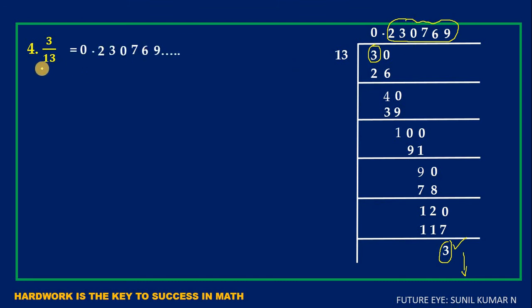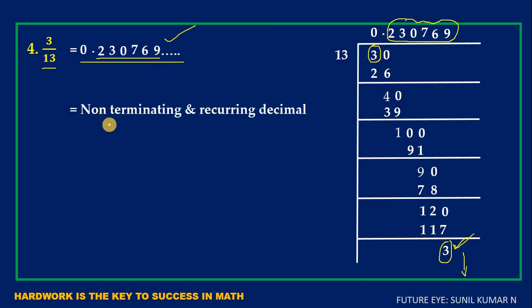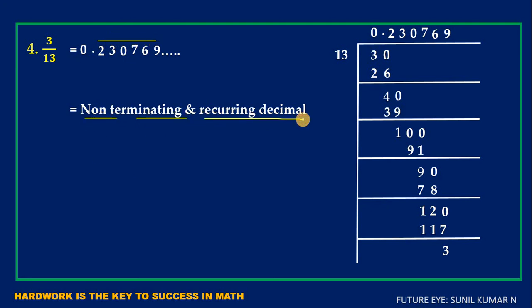What is the decimal expansion of this number? That is 0.230769 and so on. Here we didn't get remainder 0. Again we have got 3. From that you have to understand the same numbers will repeat if you go for the division process from here. Now, is it terminating? No, hence it is not terminating. And think whether recurring or non-recurring. The same numbers will repeat, hence we can write it like this, children. Just over this number you have to write a bar. After that we can say it is a non-terminating and recurring decimal.